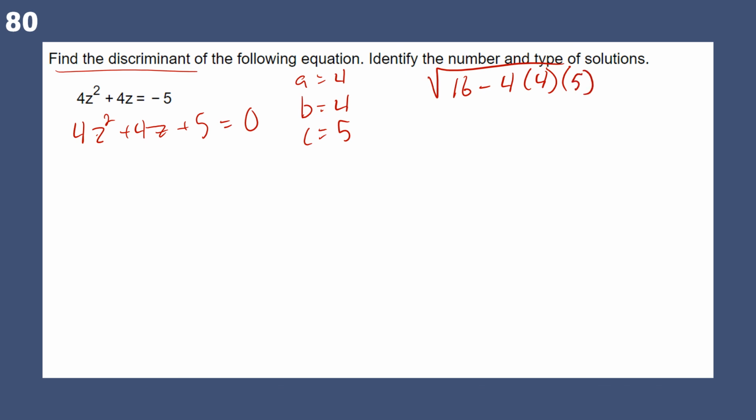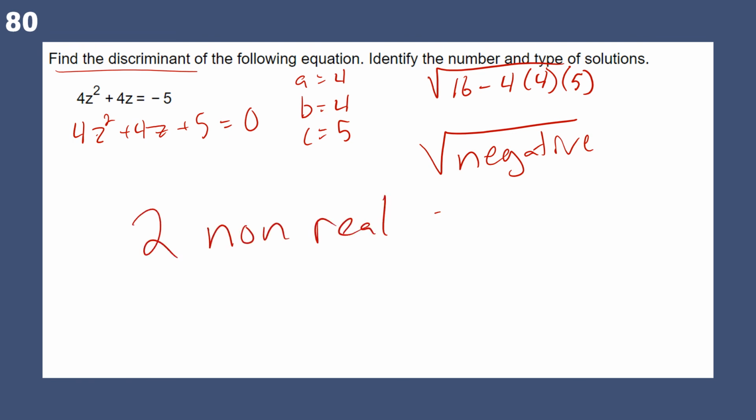And if we were to multiply that all out, what we'd end up with is a negative number in here. So what we'd say is we have two non-real solutions. They exist, they just don't really exist. They're imaginary.